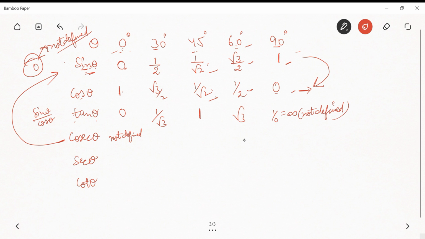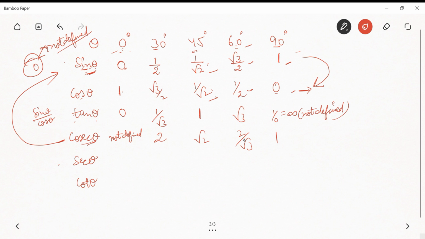Now cosecant 30 degree is the reciprocal of sine 30 degree, so here we will get 2. Then cosecant 45 degree is the reciprocal of sine 45 degree, so here we will get root 2. And similarly cosecant 60 degree is 2 by root 3 and cosecant 90 is 1.